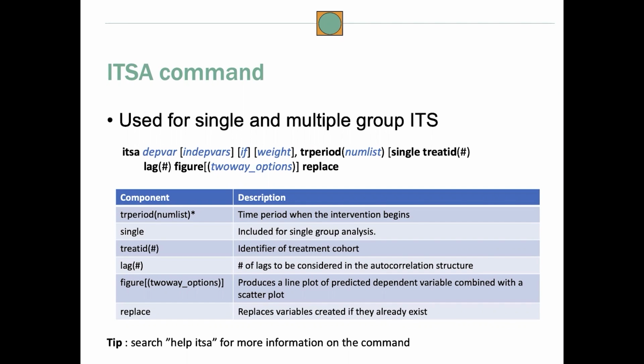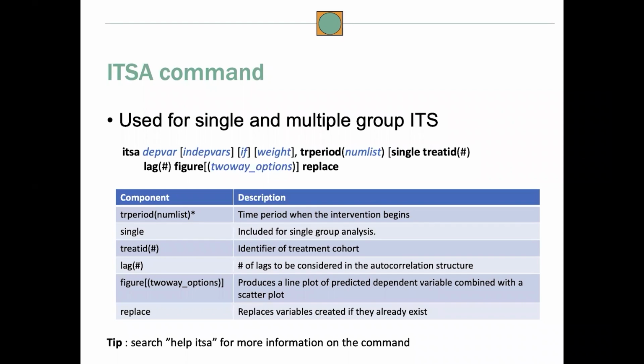It can be used for single and multiple group ITS. It's used to control for autocorrelated disturbances and estimate the treatment effects over multiple periods. To use the command, you'll need to identify the following. You'll need to know your outcome variable and independent variables if there are any, and your outcome variable must be ordered as a time series. The command allows you to weight the data, but we will not be doing this.